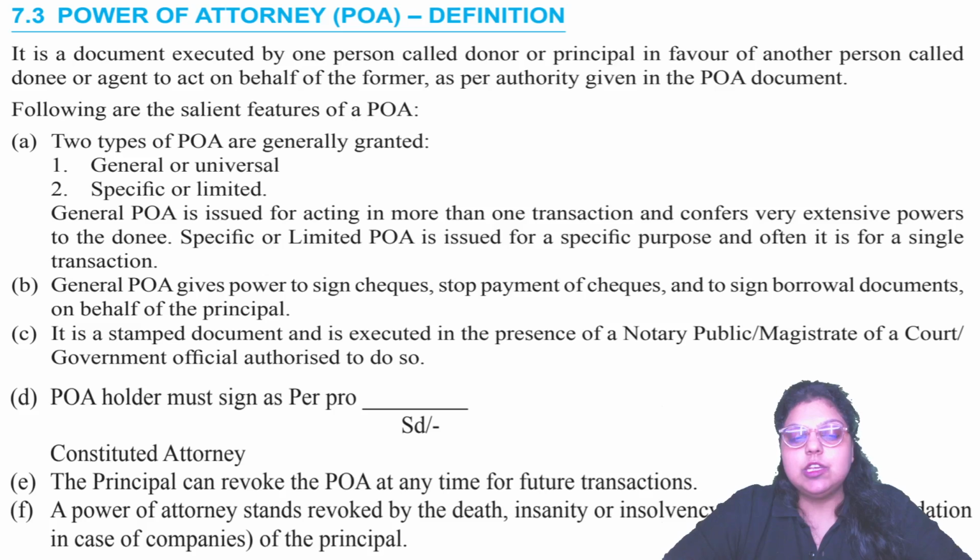General power of attorney is issued for acting in more than one transaction and conveys very extensive powers to the donee. But a specific or limited power of attorney is issued for a specific purpose and often for a single transaction. Now, power of attorney is a stamped document. It is executed in the presence of a notary public, a magistrate of a court, or a government official authorized to do so. A power of attorney is revoked by the death, insanity, or insolvency of the principal. And the principal can revoke the power of attorney at any time for future transactions.